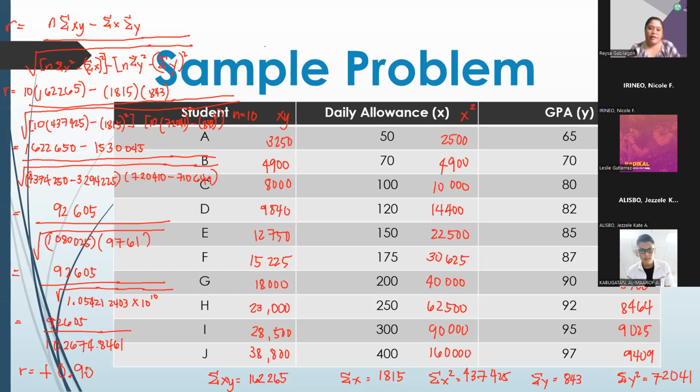So again, that is the R for the computation. Positive 0.90. Copy that first. Tell me if you are done so that we can proceed.